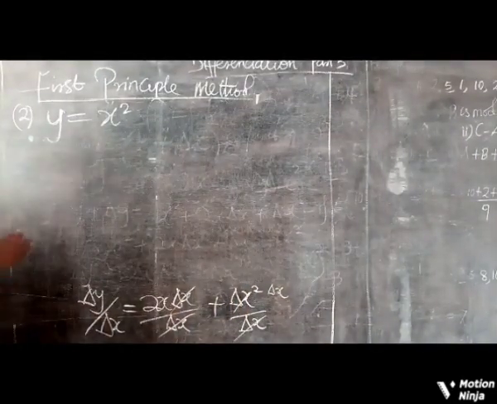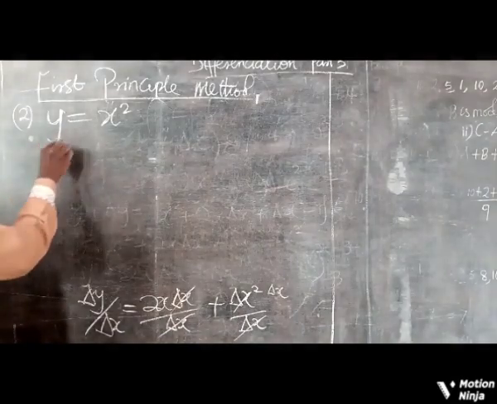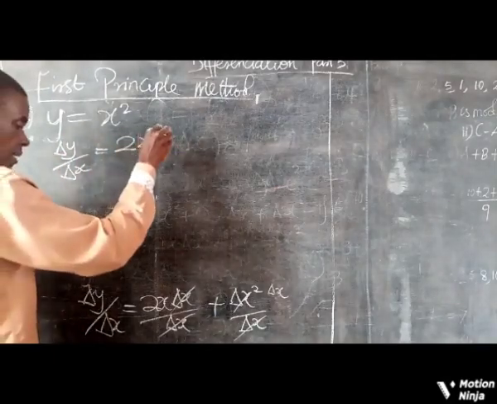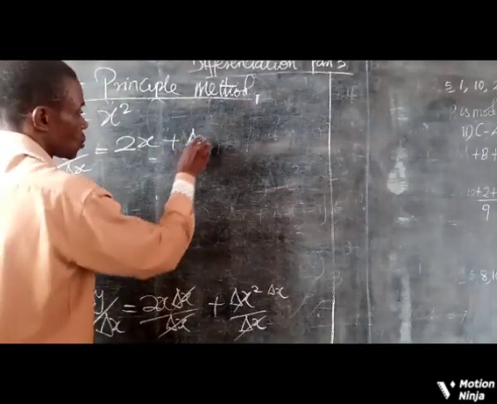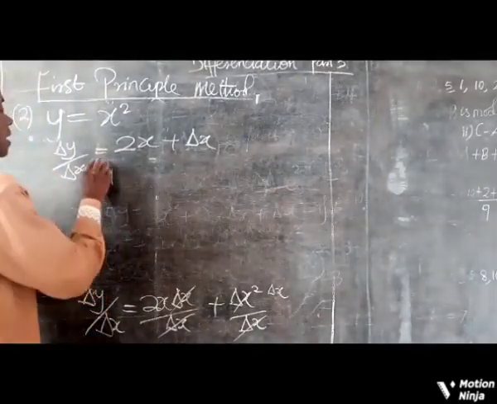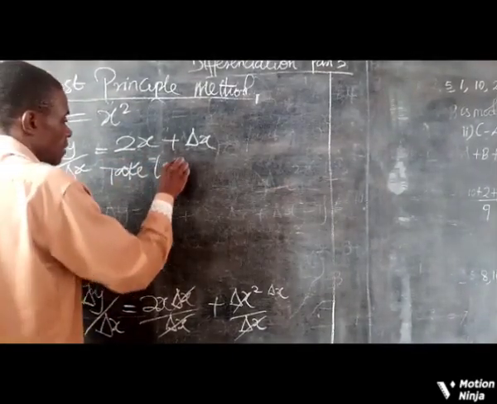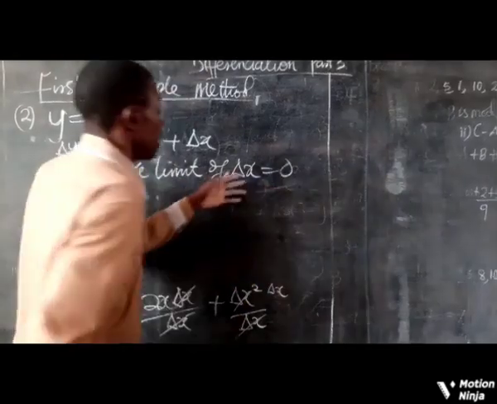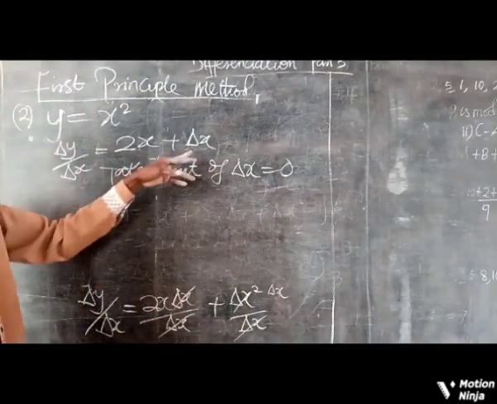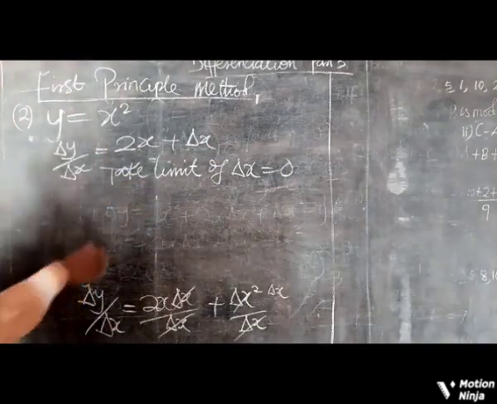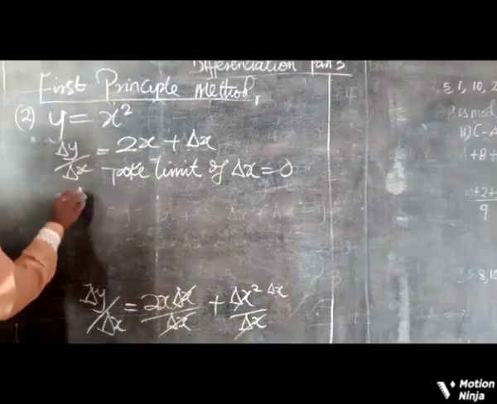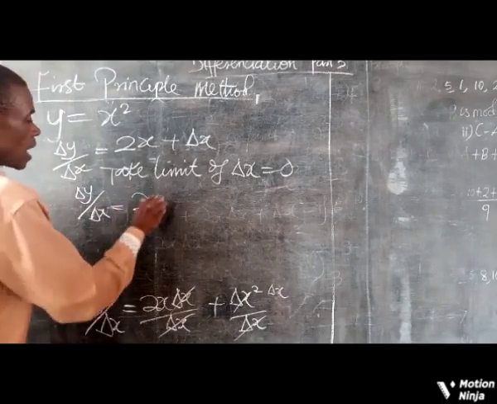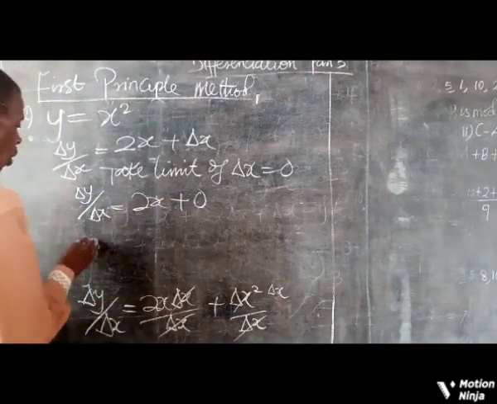So what we have left now is change in y over change in x is equal to 2x plus change in x. So we're going to take limits. In taking limits, we take the limit as change in x tends to 0. In taking limits, we always take the limit for change in x, and it's always 0. So we have change in y over change in x, or dy dx, is equal to 2x plus 0. So this is gone.